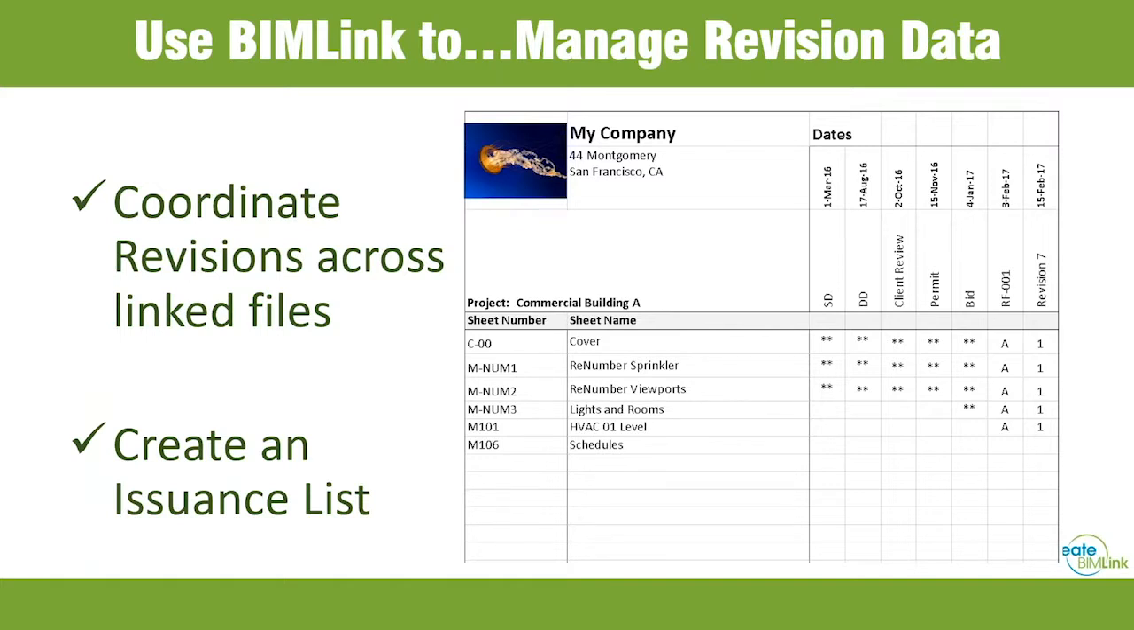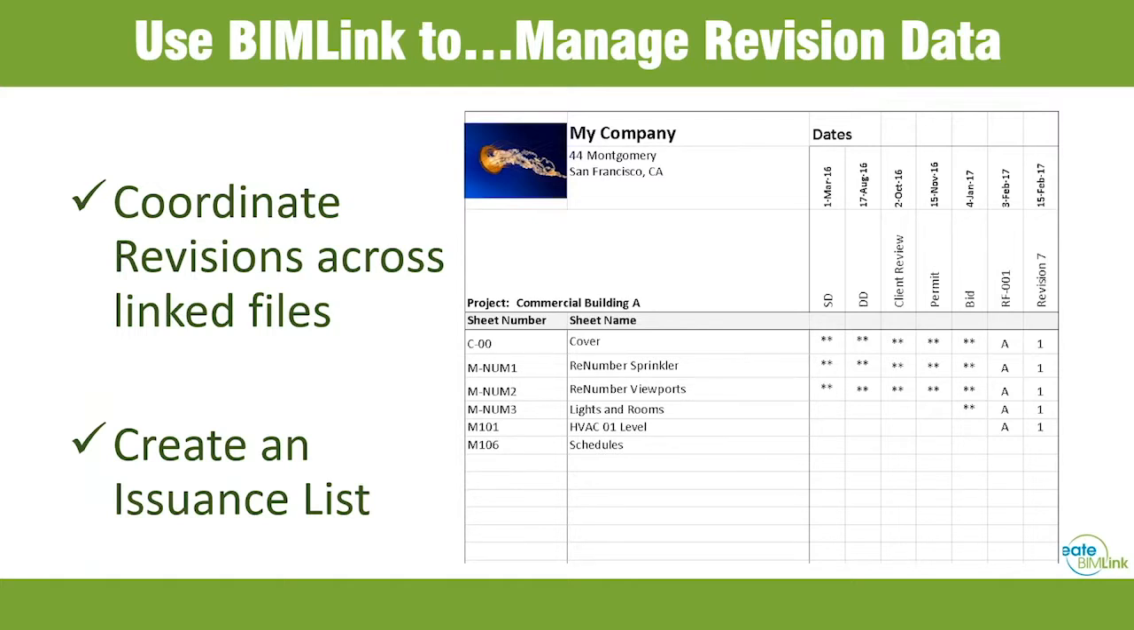In this case, let's say I'm just going to look at the sheet number C-00, the cover, and it's basically saying which sequences along the top. In this case, the revisions were called SD, DD, client review, permit, bid set, RFI, revision 7. And so revision 7 appears on the cover sheet. It's showing you that, and it also appears on these other sheets. So it's giving you a matrix, basically, of which revisions appear on which sheet.